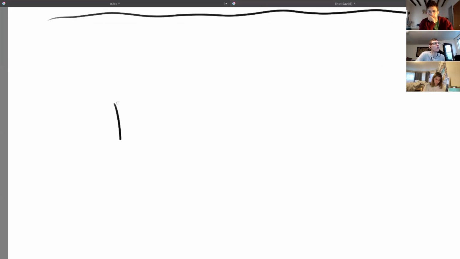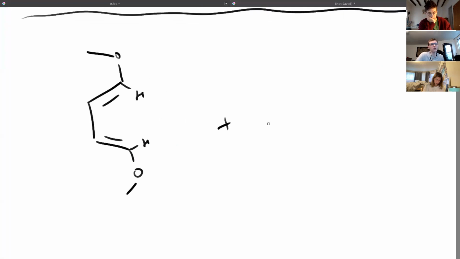So again, remember that with Diels-Alder, we have this diene, right? And we could draw, for example, this hydrogen, and let's draw some O-methyls or something. And let's say that we'd want to do a Diels-Alder reaction between this and a molecule that looks like this. This is a really common type of setup that you might see for a Diels-Alder reaction.